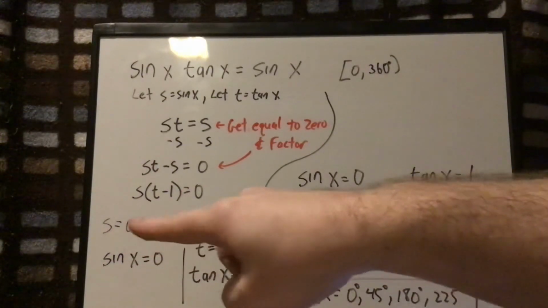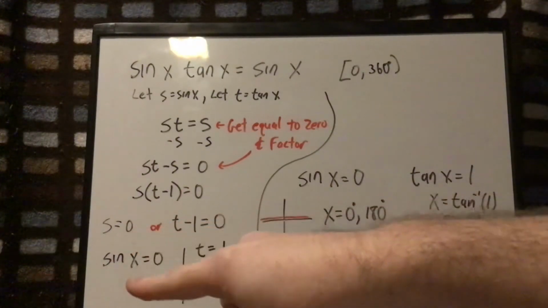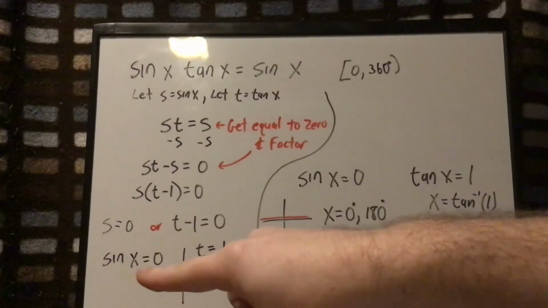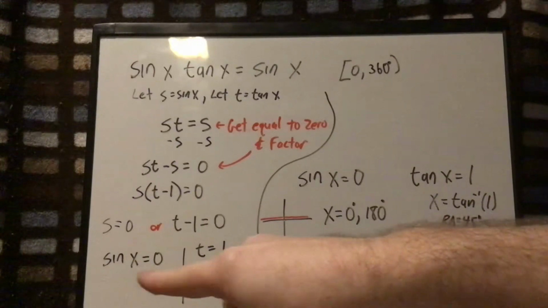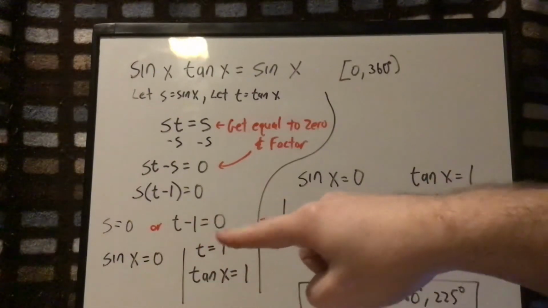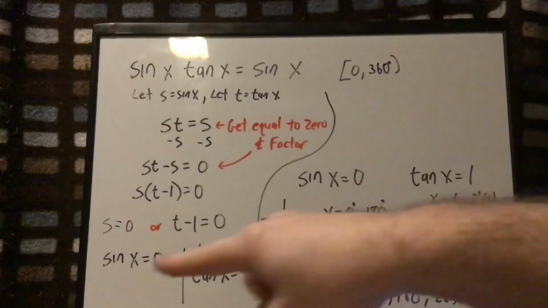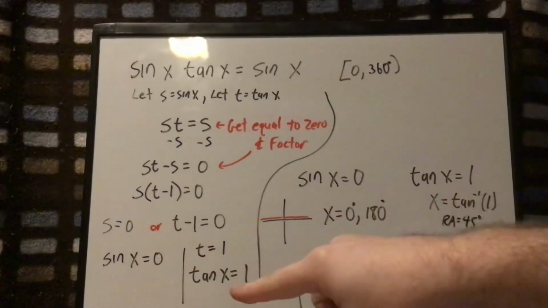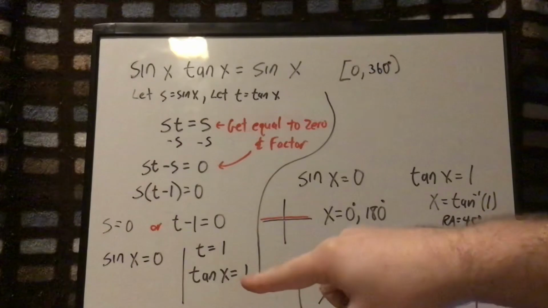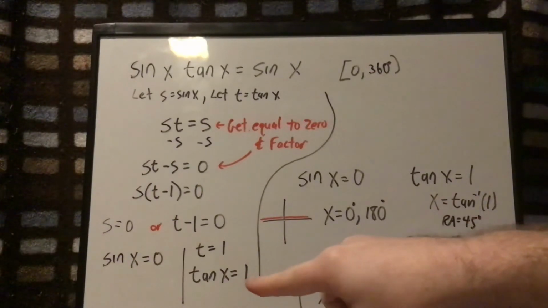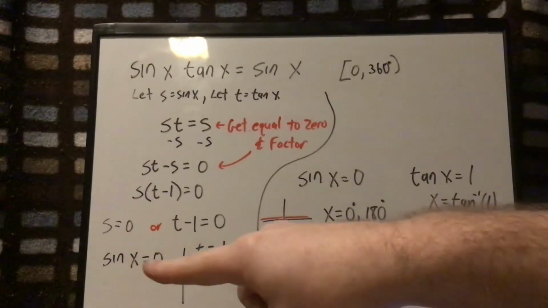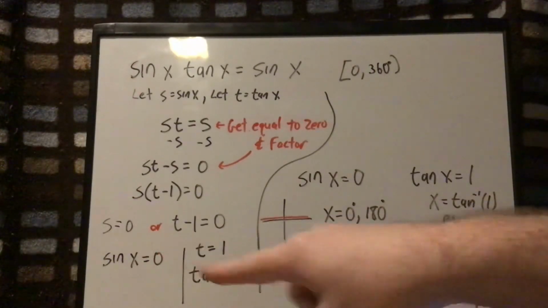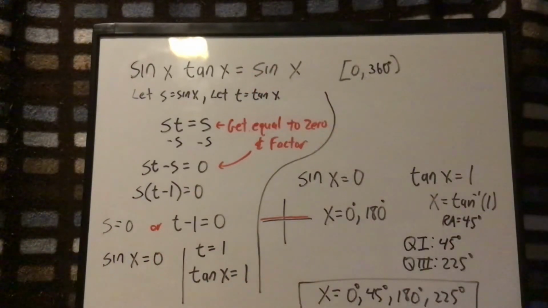If I solve s equals 0 by replacing the trig function, it's already solved. It basically says sine x equals 0. I'm going to have to go back and find x, but that equation's ready to go. This one, I want to add the 1 over to get the t by itself. So remember, I want to isolate those variables. Once I get t by itself, I get t equals 1, which I replace the trig function. I get tan x equals 1. So I have 2 equations I need to solve for x. One of them is sine x equals 0. One of them is tan x equals 1. The solutions to those will be the solution to this.